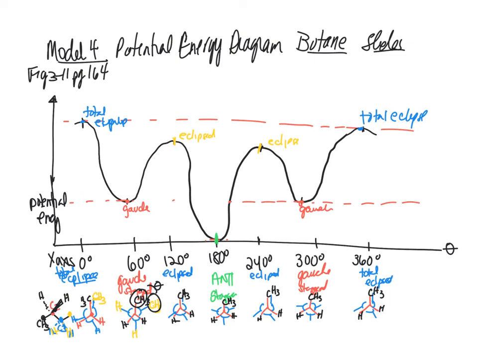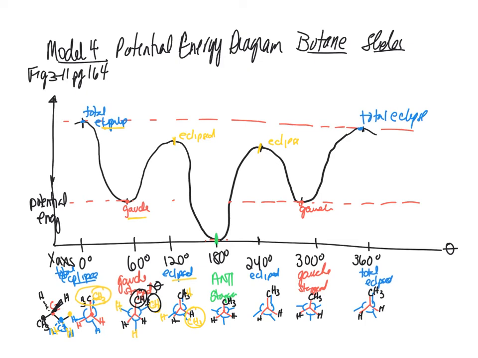Here we've rotated it, it's down here now. And you see that that is eclipsed. You see how that's higher energy than gauche, but it's lower energy than total eclipse. Why is that? Because the CH3s are bigger steric groups, and their electron clouds are interacting with each other.